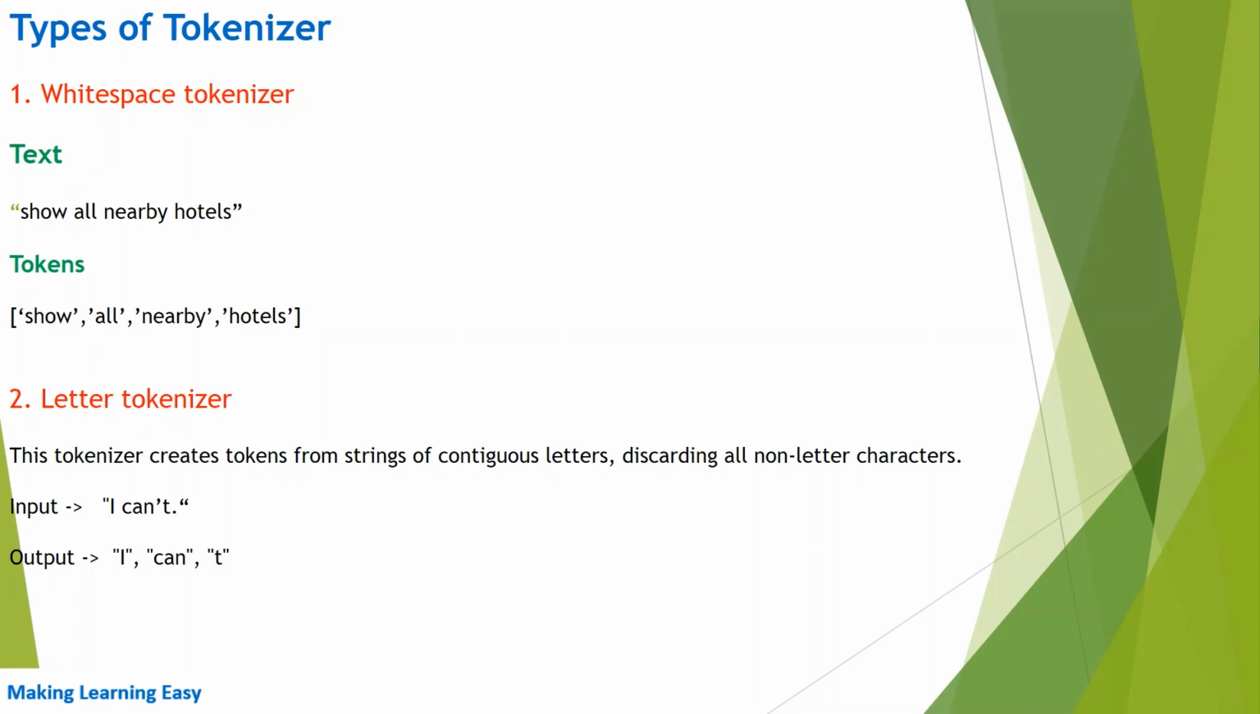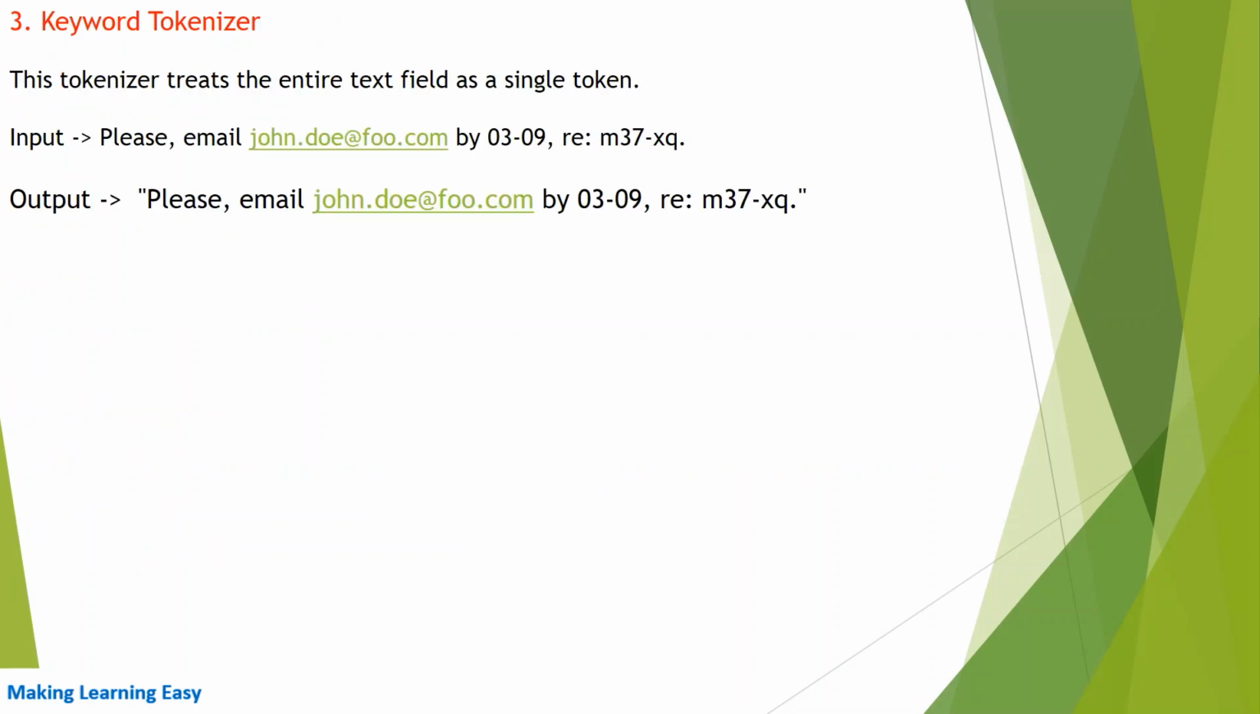For example, we have the input text "I can't". When we apply this letter tokenizer, we will get three tokens: I, can, and t. Next is keyword tokenizer. This tokenizer treats the entire text field as a single token. Basically, it does not split the input data or text. If you have input like "please email this email ID", the output would be the same as the input. So in keyword tokenizer, no splitting happens.